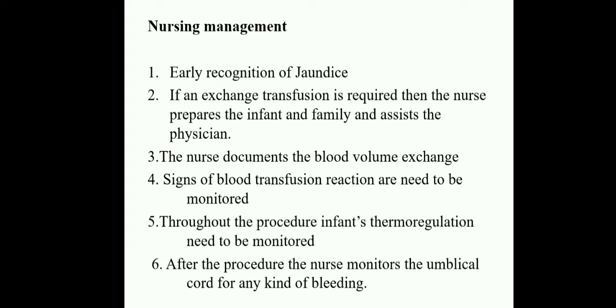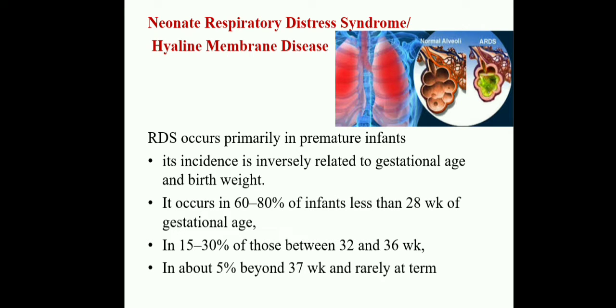What are the two conditions we discussed in hemolytic disorders? Jaundice and Rh negative. These two come under the common physiological neonatal disorders. Next is neonatal respiratory distress syndrome, or hyaline membrane disease. What is hyaline membrane disease or respiratory distress syndrome? It occurs primarily in premature infants.